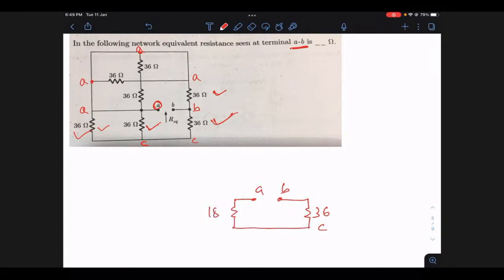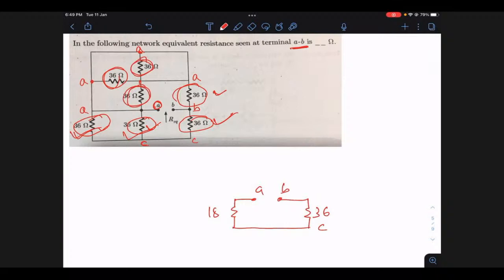So I have covered these resistors. We are done with AC: that comes to 18, and between BC we have the 36. Then where do I need to show this particular 36? This particular 36 is between A and B only. And this 36 and this 36, where are they connected?